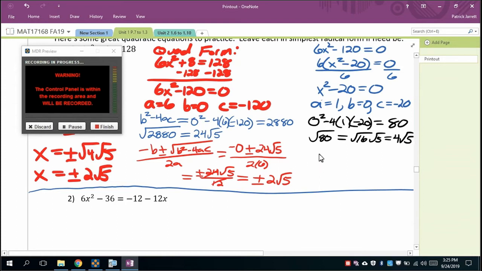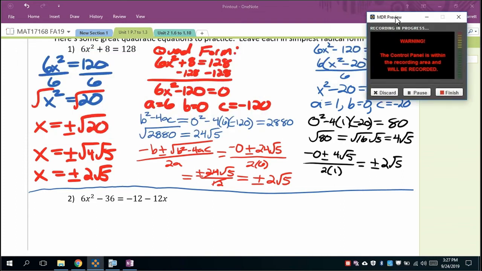So using the quadratic formula once again, negative 0 plus or minus 4 root 5 over 2 times 1, that's just going to give us plus or minus 2 root 5. So, am I going to make you show me all these ideas here? No. Thing is, with the quadratic formula, if you can factor something out, by all means do it, because we're solving an equation.